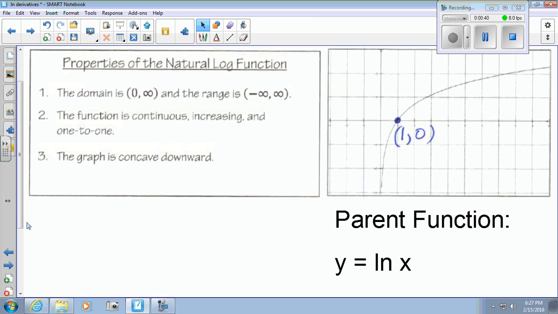It has a vertical asymptote at the y-axis. So the domain is from 0 to infinity, but the range is negative infinity to positive infinity. So it does keep rising, not very rapidly, but it does keep rising. This function is continuous, increasing, and one-to-one, and the graph is also concave down on its entire domain.